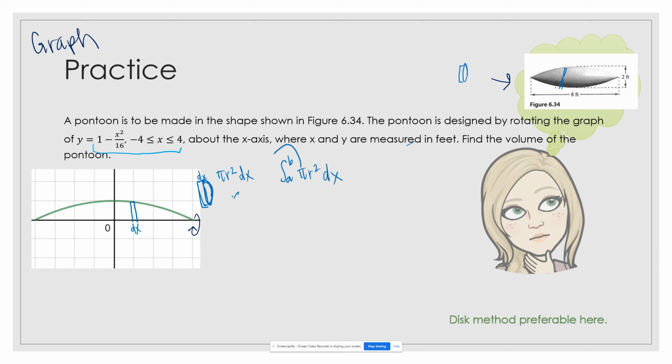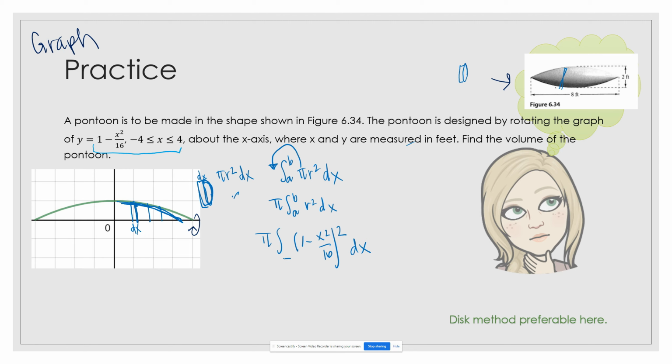And of course, pi is a constant, so you can put it out in front. So we're going to be integrating pi times the integral from a to b of r squared dx. So we need to figure out, what is r? What is the radius from here to here, or from here to here, or from here to here? We need to know what the radius of this pontoon is. Well, the radius is coming from that equation. And because we are integrating with respect to x, we want our equation to be in terms of x, which it is right here. So we're going to be integrating the equation 1 minus x squared over 16, squared, dx.